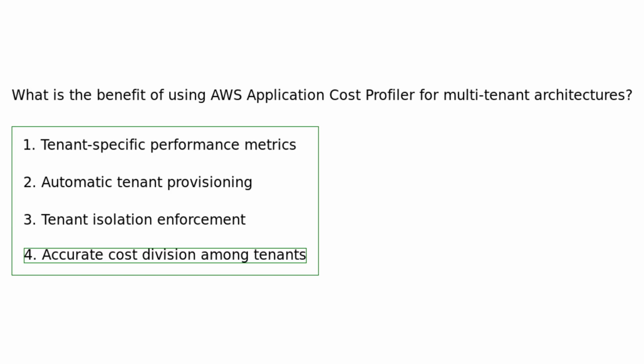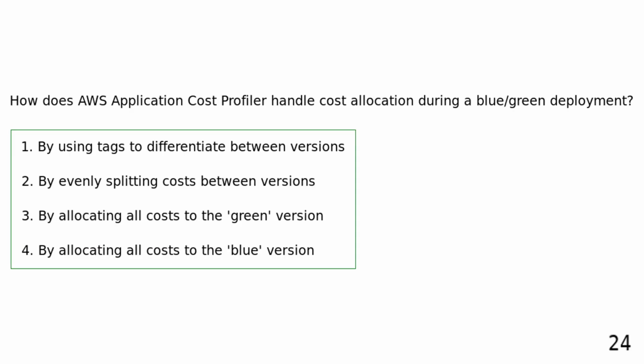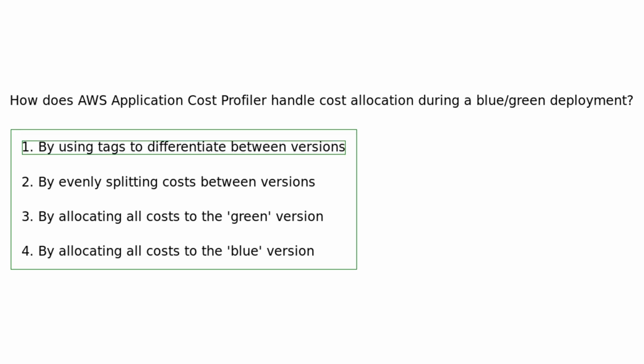How does AWS Application Cost Profiler handle cost allocation during a blue/green deployment? By using tags to differentiate between versions. By evenly splitting costs between versions. By allocating all costs to the green version. By allocating all costs to the blue version. During blue/green deployments, AWS Application Cost Profiler uses distinct tags for each version, allowing accurate cost allocation to both blue and green versions as they coexist.